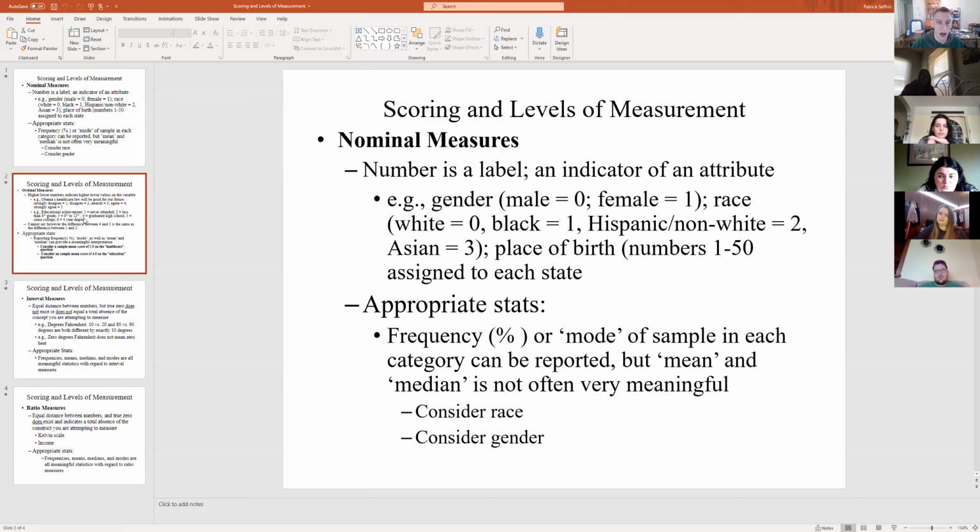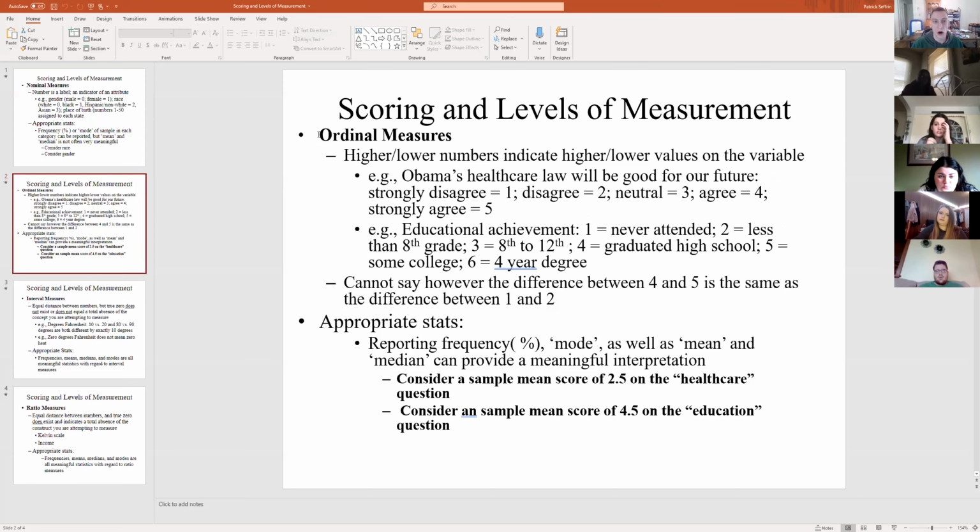The next level up in measurement is something called ordinal measures. So ordinal measures, the numbers really do indicate more or less of something. And so depending on how it's coded, usually the higher the number means more of something, one means less of something, but it all depends on how it's coded.